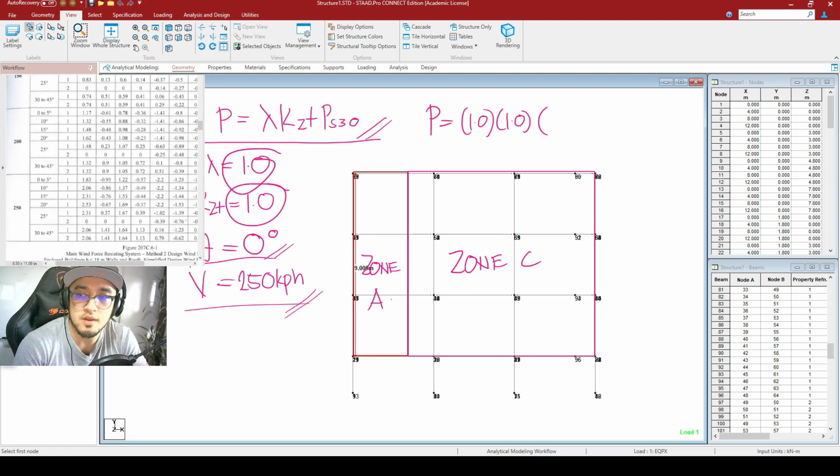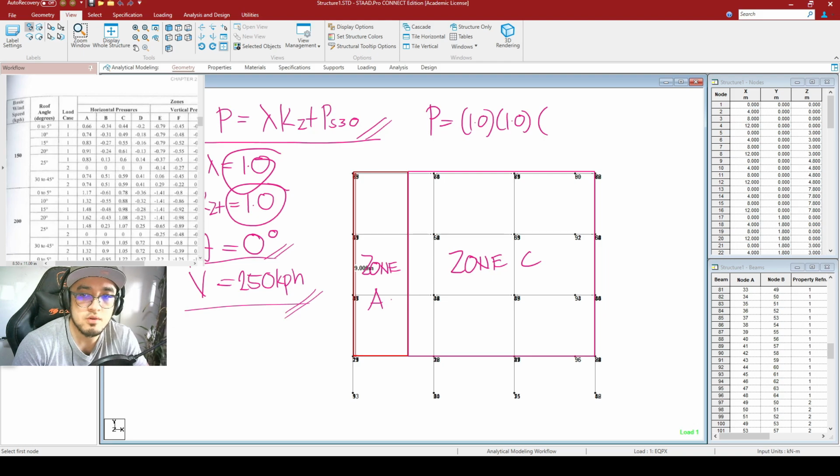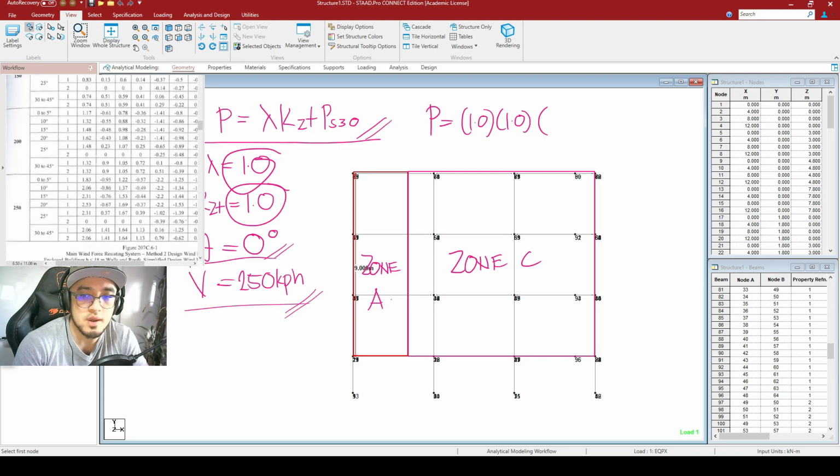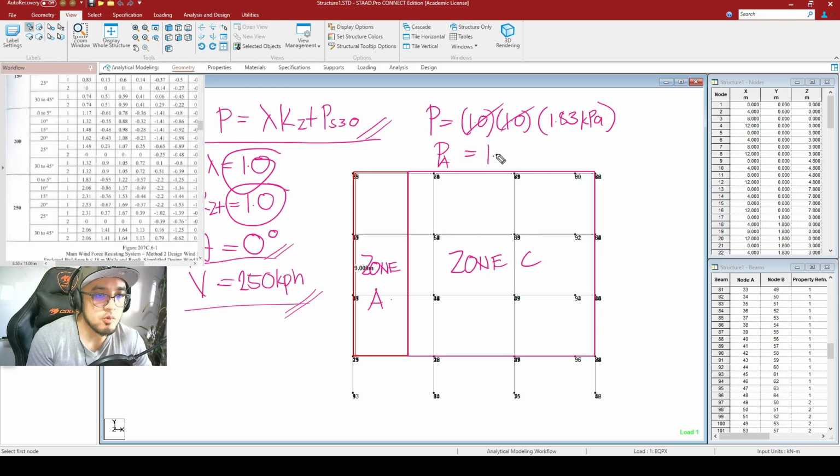So we would be making use of this value right here. For the zone horizontal pressure for zone A, that is to be given by 1.83. So I will just be writing them here. 1.83 kilopascals. So there, and with the use of your calculator, since this is just 1.0, your PA is now to be equal to 1.83 kilopascal. So that is to be the pressure in this particular area right here. So our pressure here, PA, is to be 1.83 kilopascals.